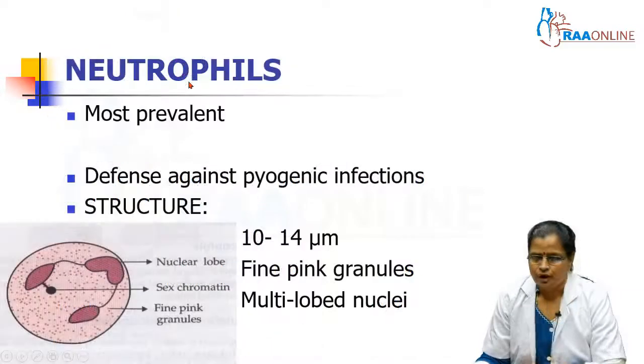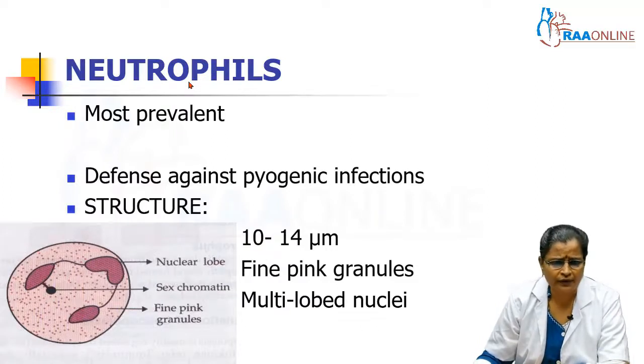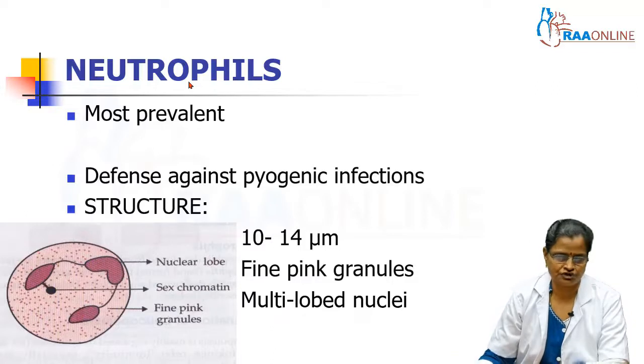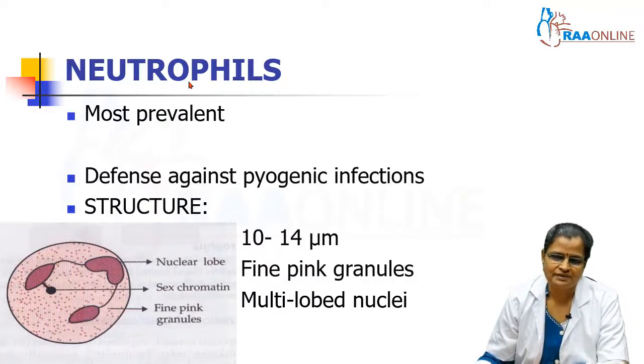Coming to the different types of leukocytes, we will see them one by one now. Neutrophils are the commonest and most prevalent leukocytes, mainly protective against pyogenic infections. What do you mean by pyogenic infection? They are pus-forming infections. Mainly bacterial infections produce pyogenic infection.